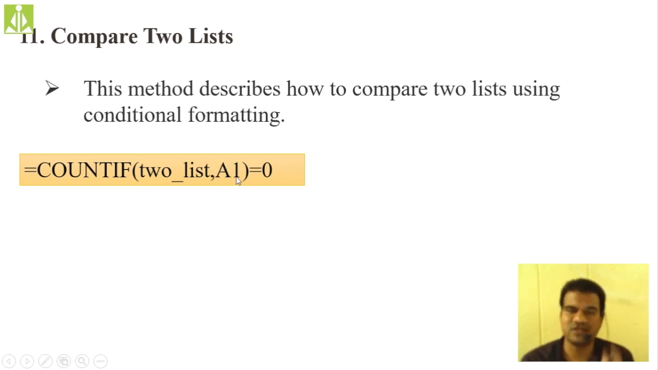A1 indicates the first cell. As I said, whatever formatting we are applying, we have to apply on a cell, isn't it? And in general, inside an Excel workbook, we apply the complete formatting only to the first cell which contains the data.